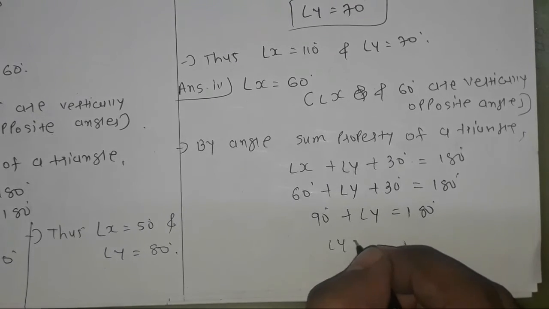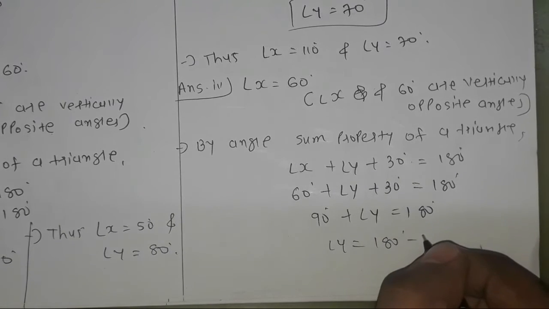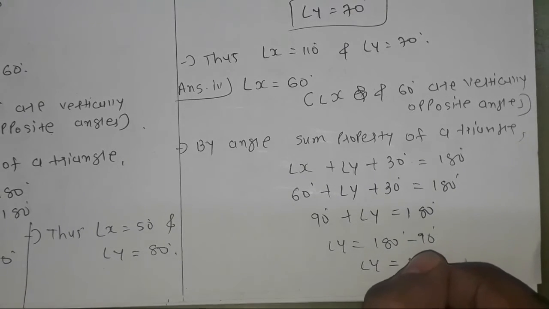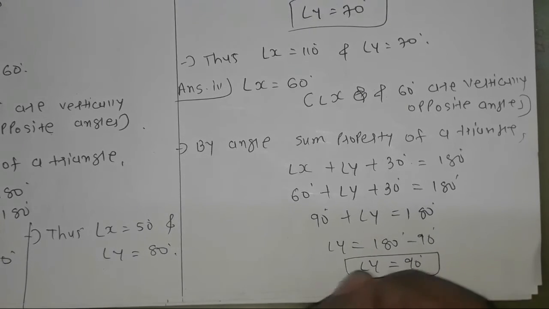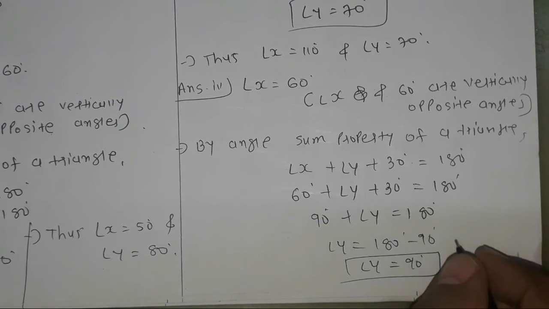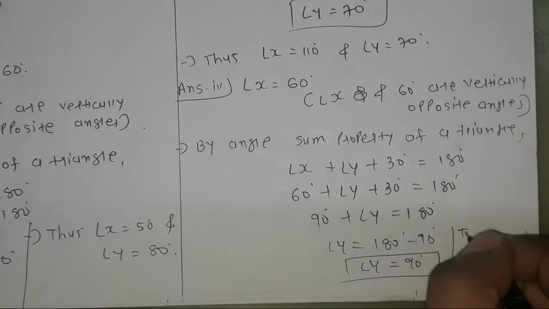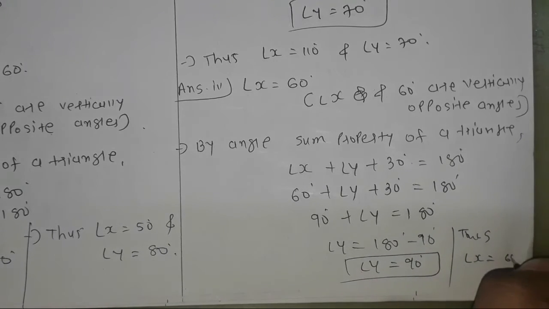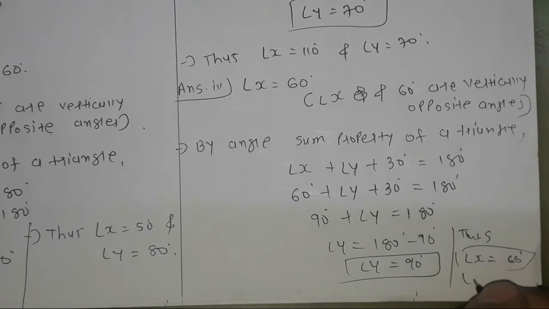Now angle y is equal to 180 degree minus 90 degree. Now 180 minus 90 we all know 90 degree. So measure of angle y is equal to 90 degree, and here we can write, thus angle x is equal to 60 degree and angle y is equal to 90 degree.